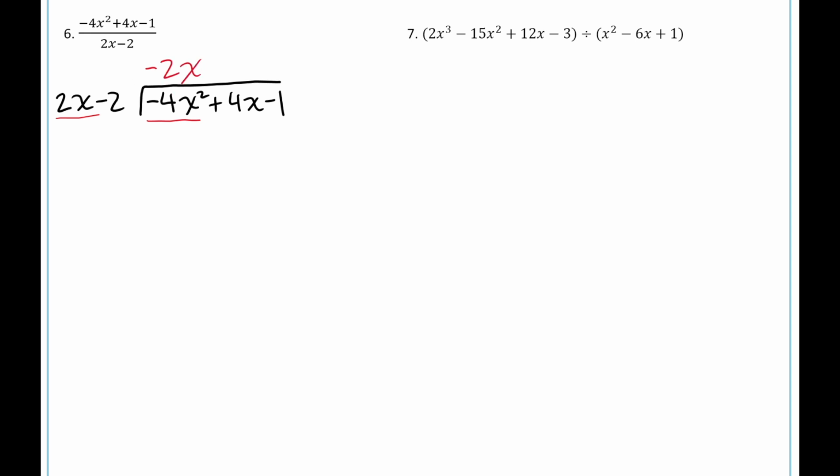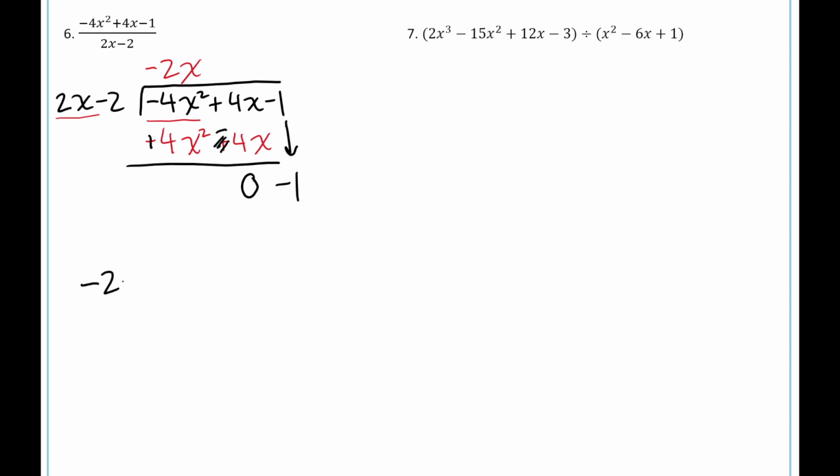All right, let's multiply. I get negative 4x squared plus 4x. All right, time to subtract. I'll change my signs in order to subtract, and whoa, I'm left with nothing. And when I drop down my minus 1, I know that 2x does not divide negative 1. So what we're going to do, we have a remainder here.